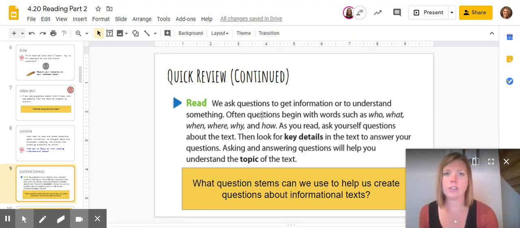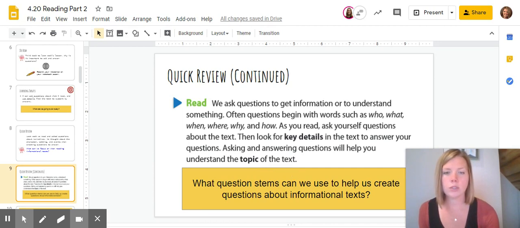It says, we ask questions to get information or to understand something. Often, questions begin with words such as who, what, when, where, why, and how. As you read, ask yourself questions about the text. Then look for key details in the text to answer your questions. Asking and answering questions will help you understand the topic of the text.